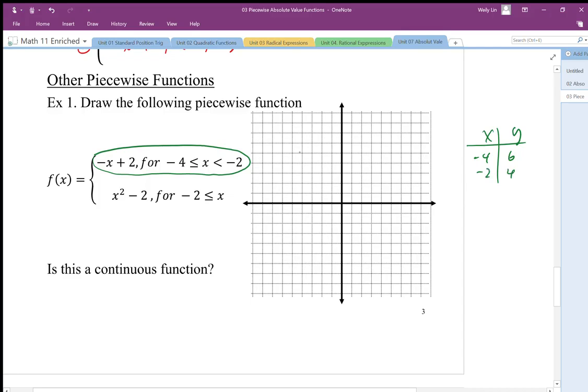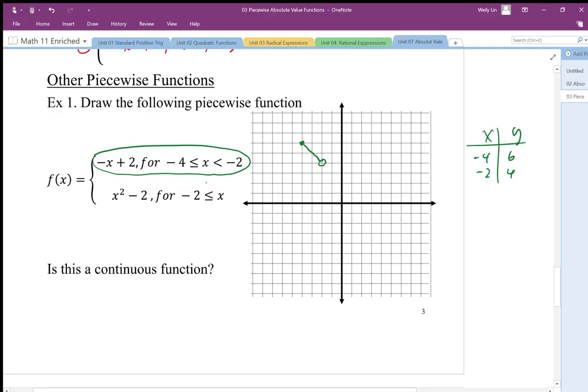I'm going to graph those coordinates. Negative 4, positive 6. Negative 2, positive 4. And between those 2 points, it's going to be a straight line. And notice that it's not equal to here, so I'm going to have to show that as an empty space. Okay, because it doesn't quite equal that. So that's the green version.